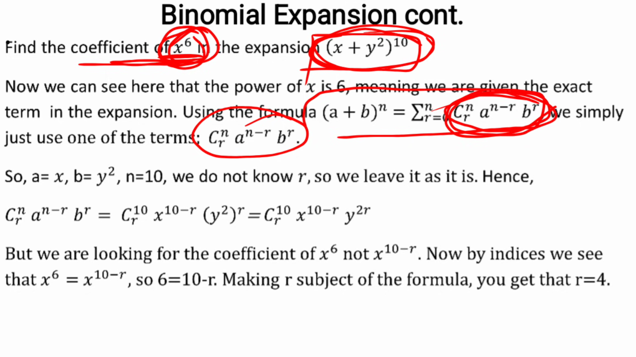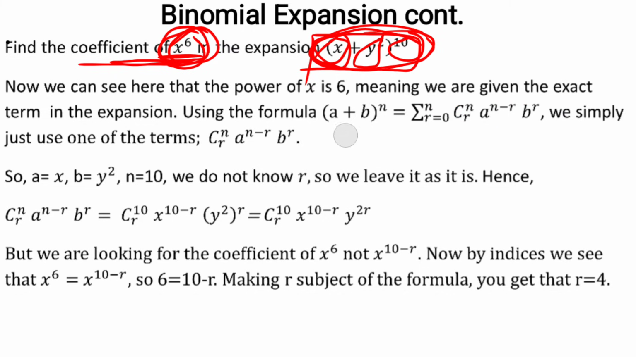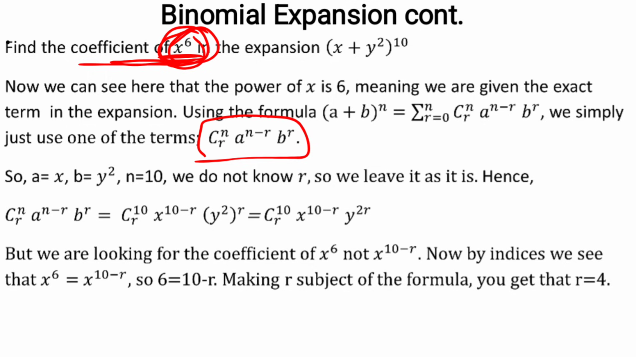We are given a, which is x. You can see we have a here. We're given b, which is y to the power 2, right? And we're given n, which is 10. So we know a, b, and n, and we just plug them into this formula. We don't know r, so we need to find r. Once we find r, we'll be able to find what x to the power 6 is.